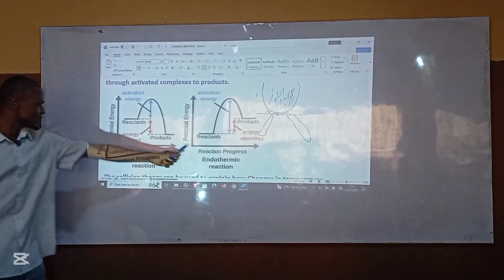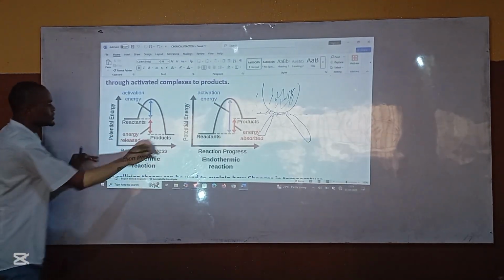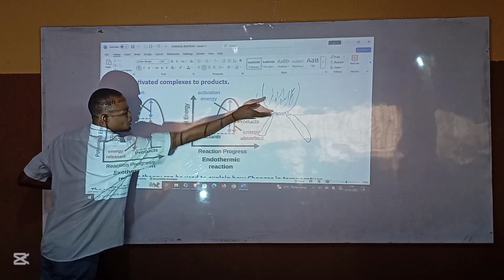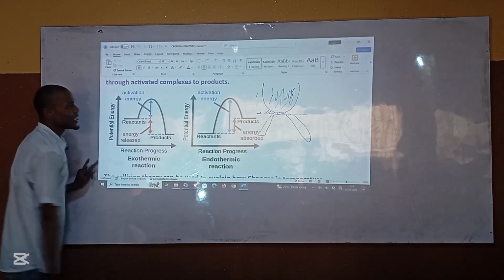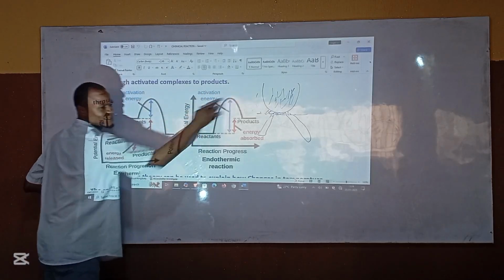So exothermic has a greater activation energy, and this is your product here. For you to draw, you start the reaction from this place. So now at this point here, it's called the activation complex.